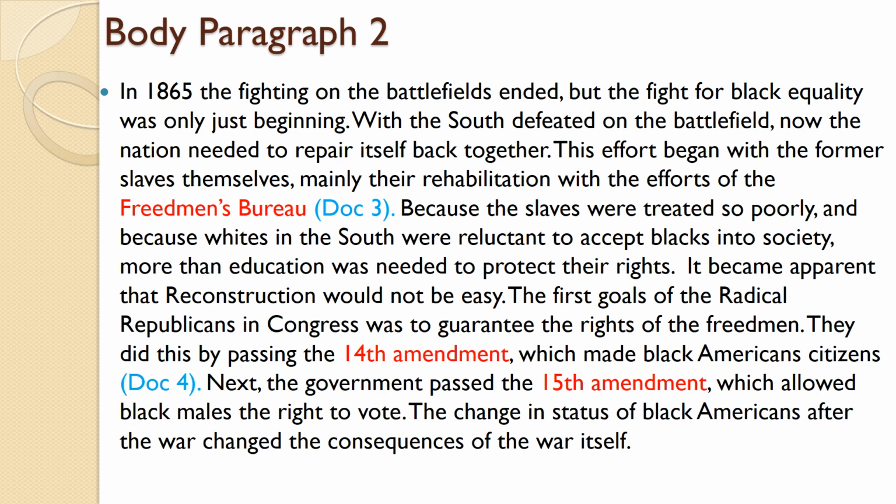The first goals of the radical Republicans in Congress was to guarantee the rights of the freedmen. They did this by passing the 14th Amendment, which made black Americans citizens. Next, the government passed the 15th Amendment, which allowed black males the right to vote. The change in status of black Americans after the war changed the consequences of the war itself.